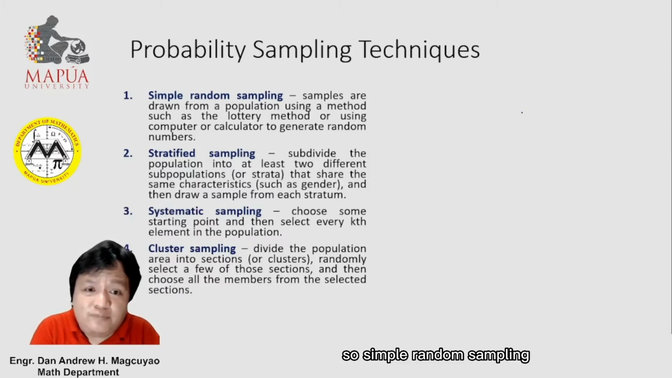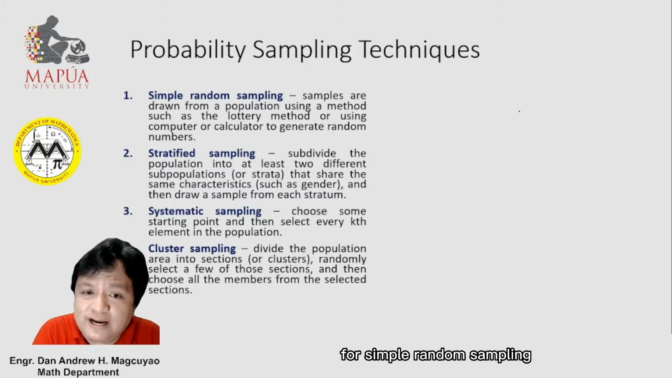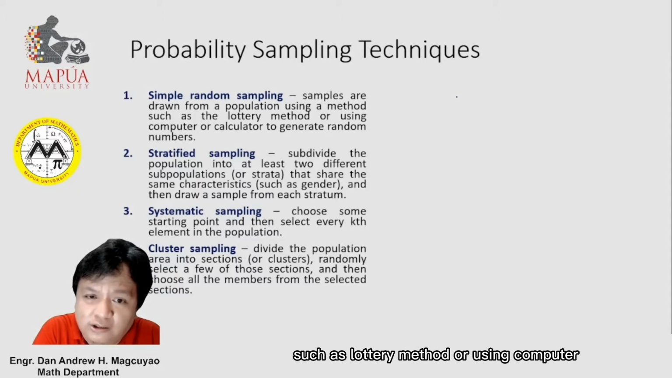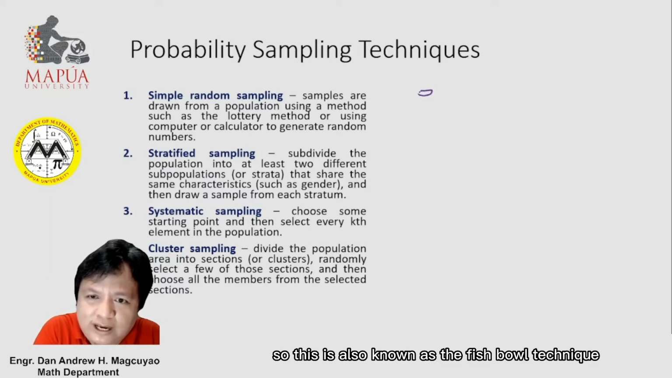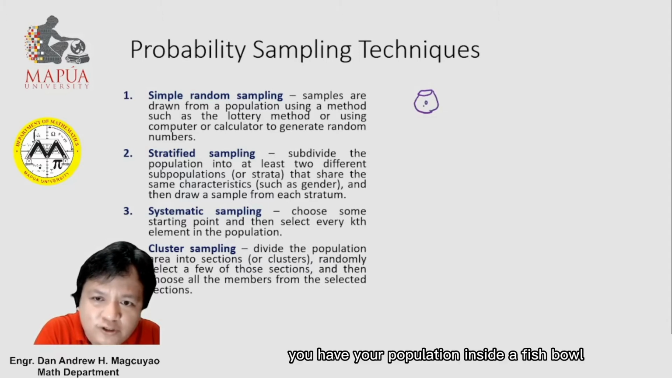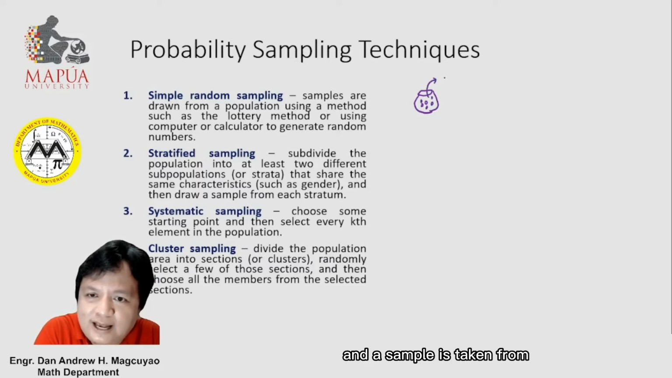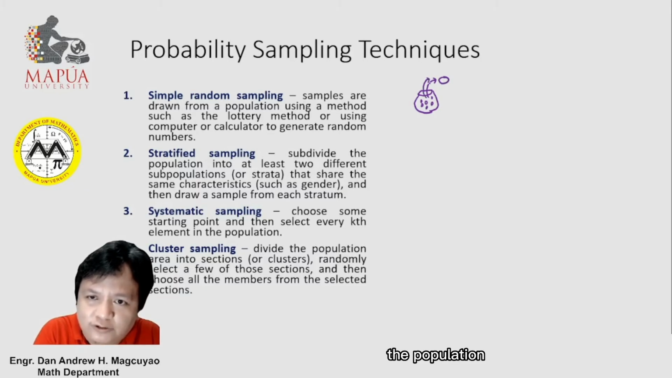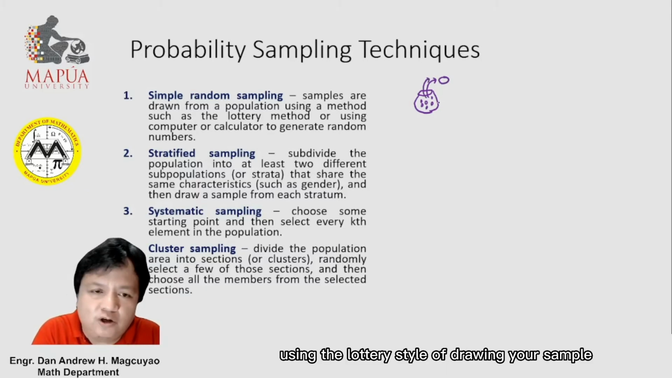So, simple random sampling. For simple random sampling, samples are drawn from a population using a method such as the lottery method or using computer or calculator generated random numbers. This is also known as the fishbowl technique. You have your population inside a fishbowl and a sample is taken from the population using the lottery style of drawing your sample.